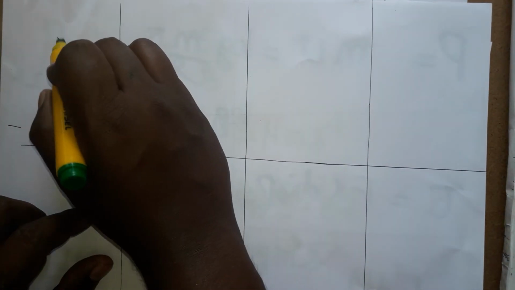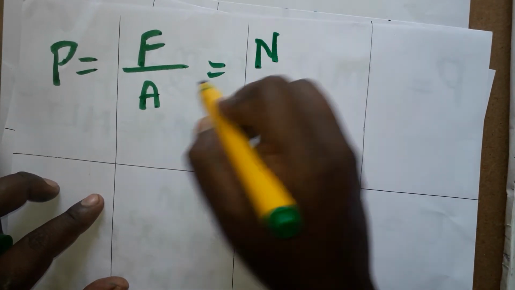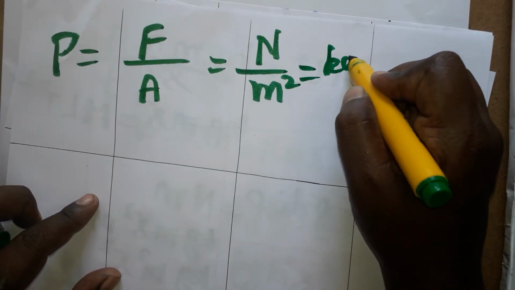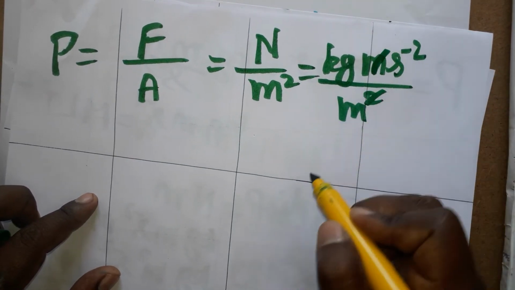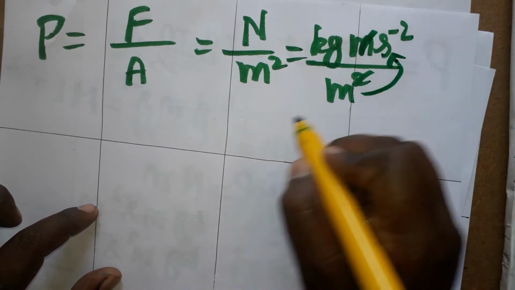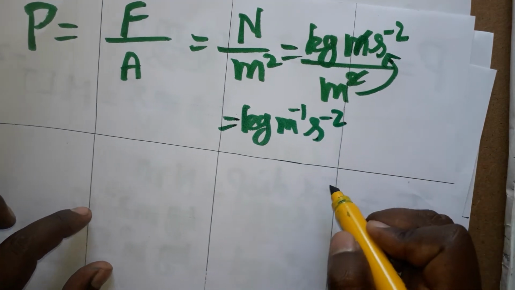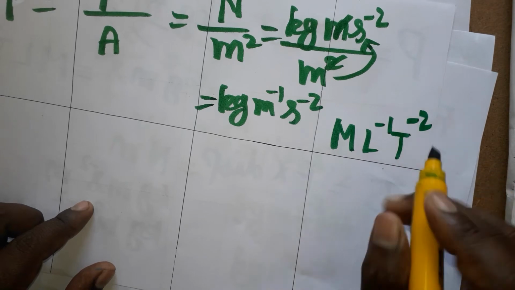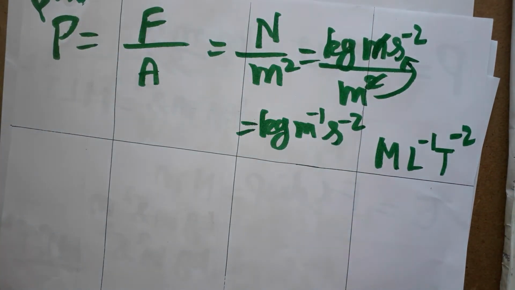Now another thing, pressure. Pressure is equal to force per unit area. Force unit is Newton, area unit is meter square, length into breadth. So Newton is kg meter second minus 2 divided by meter square. One meter gets cancelled. Taking the meter from the denominator to the numerator, kg meter minus 1 second minus 2. Now the dimensional formula M L minus 1 T minus 2. I got the pressure dimensional formula, and the SI unit also.